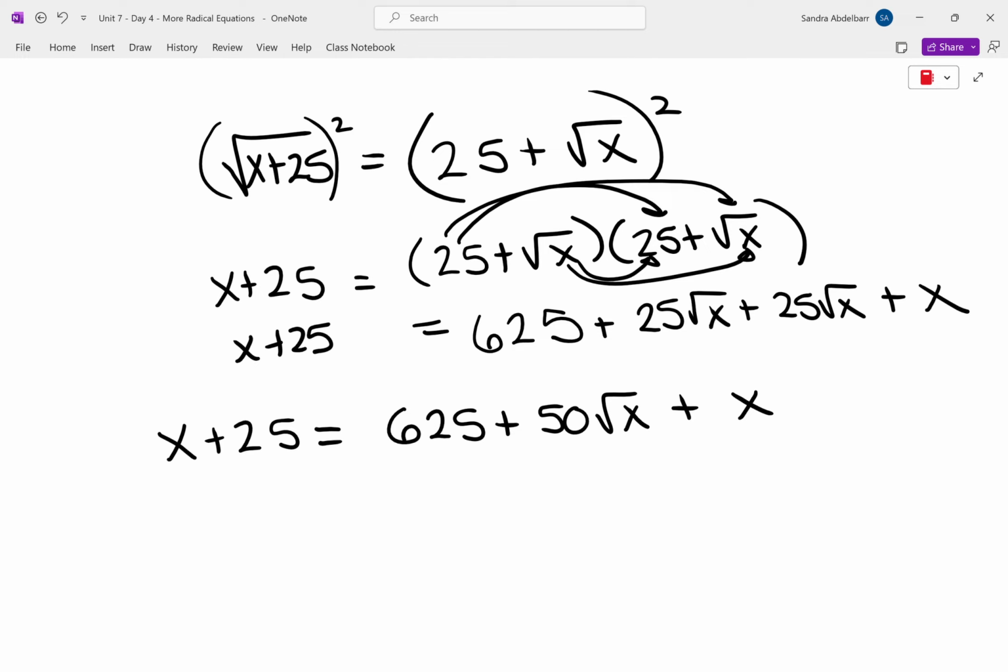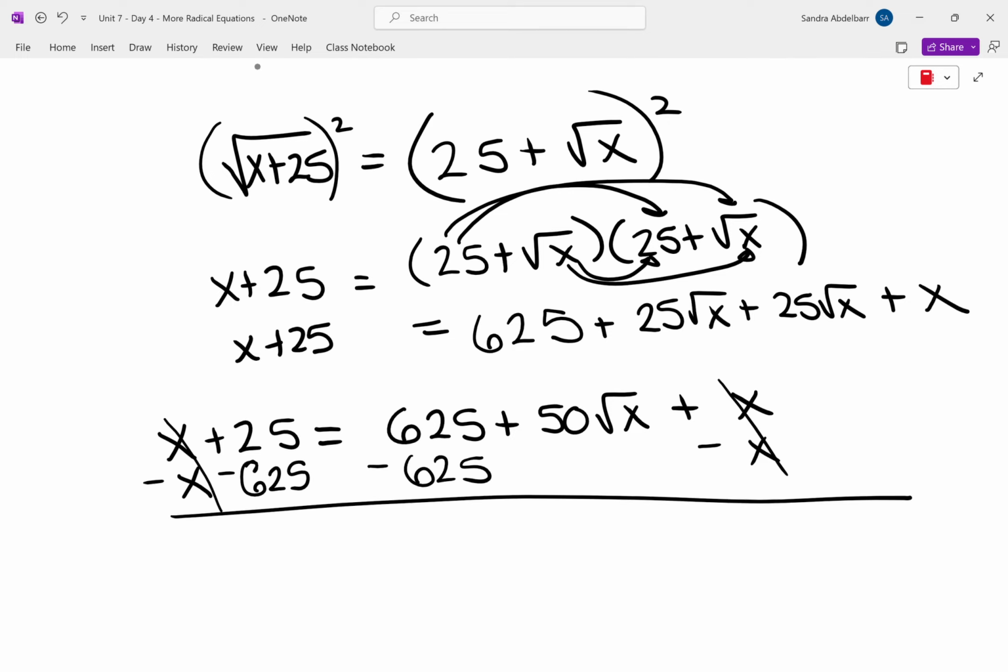Have we gotten it down to one radical? Yes, we've gotten it down to one radical, which means I need to isolate that radical. So I'm going to subtract x on both sides, and when I subtract x on both sides, they both cancel. Then I'm going to subtract 625 on both sides, and I'm going to get negative 600 equals 50 root x.